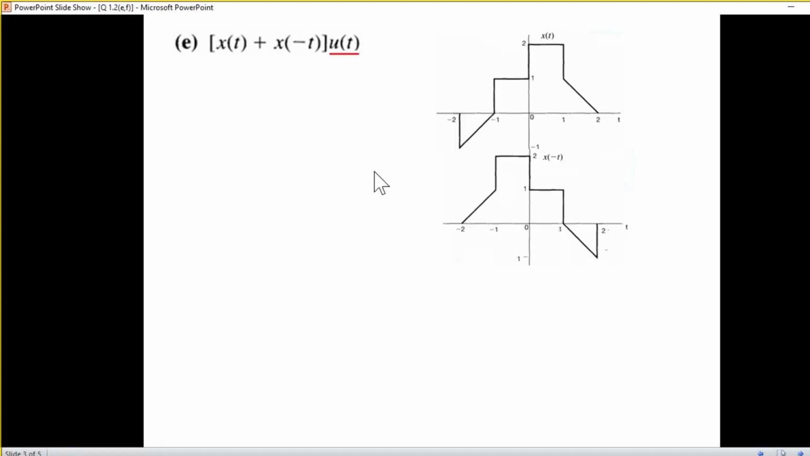Now, an important point to note is that the signal is being multiplied by the unit step function. We know that the unit step function has a value 1 on the right from 0, and it has 0 value on the left-hand side. That means when we are multiplying by u(t), the left-hand side will become useless, so we will not consider it. And now let's start plotting.